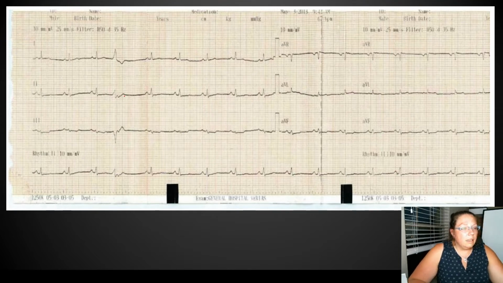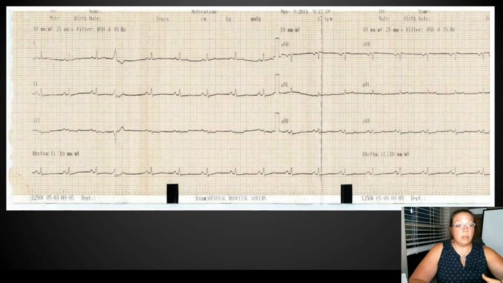This is the limb leads. Got 1, 2, 3, AVR, AVL, AVF. Everything looks okay, right? And this is going to show you why you need to do 15 leads on patients who are symptomatic or have symptoms of an MI or heart attack, and their 12 lead looks okay.